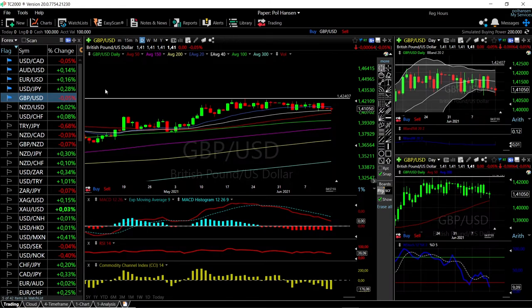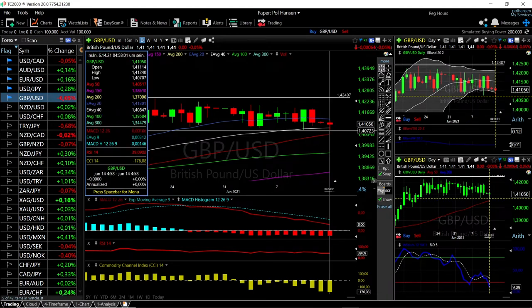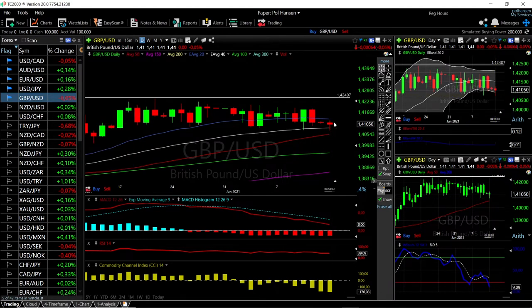I will start by looking at the Great British Pound and the US dollar. As you can see, we did fall all the way towards the 50-moving average today. We got down to 14.07 and then rallied. Now we're just in between the 20 and the 40 exponential moving average. But it doesn't look very good for the Great British Pound and US dollar.